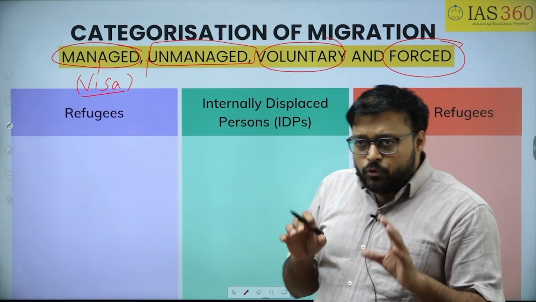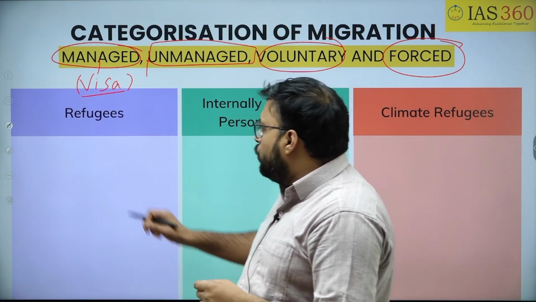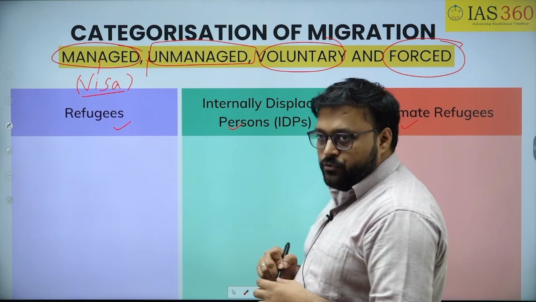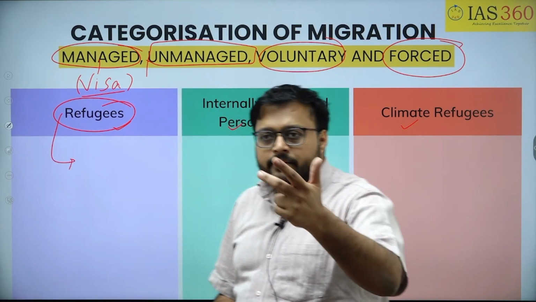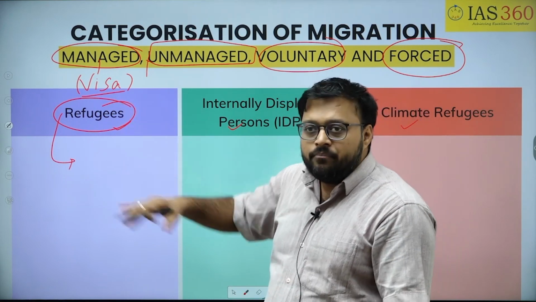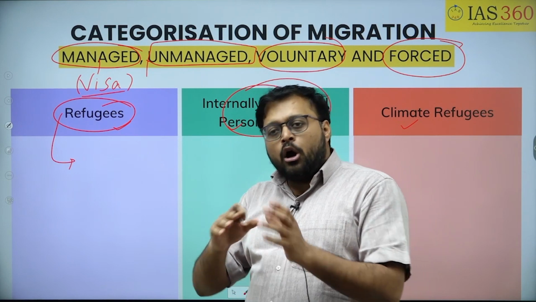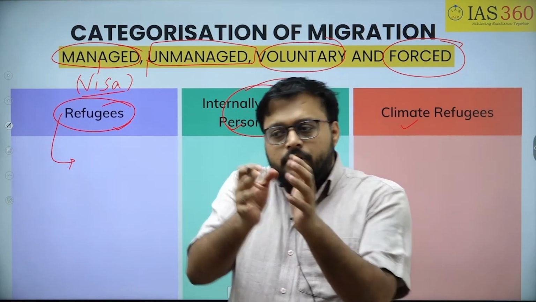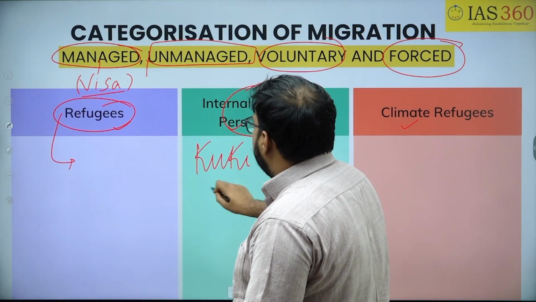And therefore, forced migration can be divided into refugees, internally displaced persons, and climate refugees. Here, refugees means that one is crossing the international line or international border. For example, the Rohingya. They are refugees. Internally displaced persons are not crossing the boundary, but they are moving from one region of the country to another region of the country. And the best example is Kashmiri Pandits.